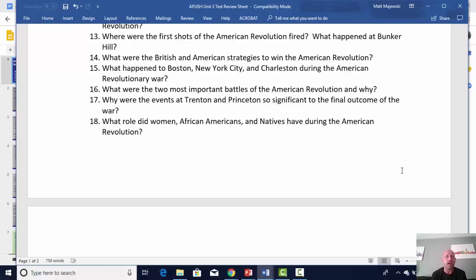The other major important battle is the Battle of Yorktown. That ends the conflict. It ends the fighting. It's the final defeat for the British in the South.